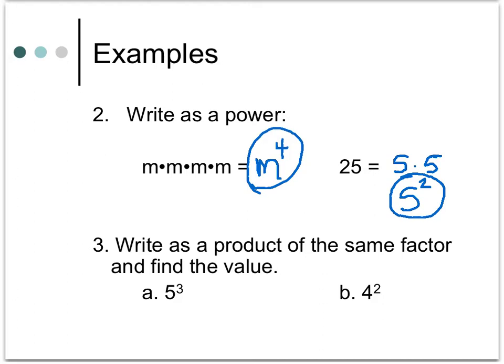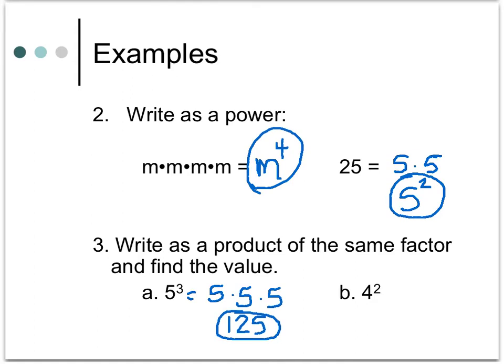In our next examples, we want to take the numbers that we have and write them as a product of the same factor, and then find the value. So taking a look at 5 to the third power, I'm going to rewrite that as repeated multiplication, 5 times 5 times 5. So that's the first part, that's the product of the same factor. And then to evaluate it or find the value, 5 times 5 times 5 would be 125. So here would be a two-step problem where I need to show both steps.